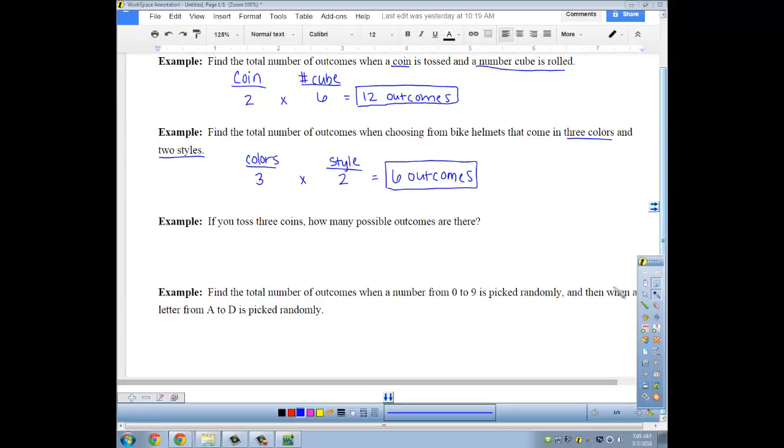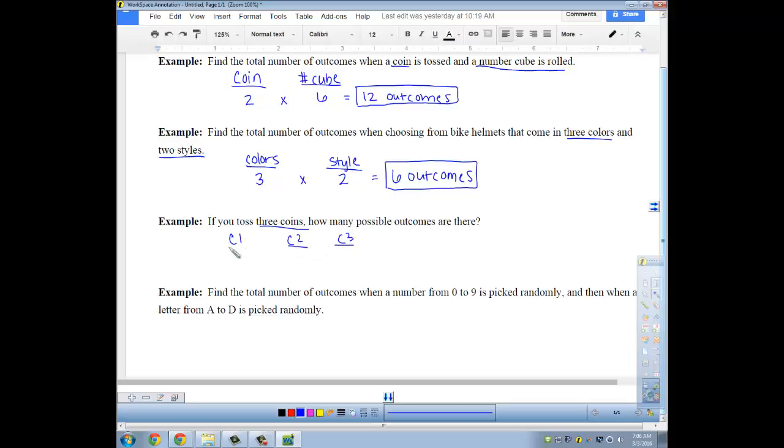Next, if you toss 3 coins, how many possible outcomes are there? Now, the tricky part here is a lot of people just want to do 3 times 2 because they're like, okay, I have 3 coins, that's 3. Each coin has 2 options, so 3 times 2 is 6. That is not true. That would be if we had 2 coins with maybe 3 options, which doesn't make sense. You can't have 3 options with a coin. So always think, what am I doing? I am flipping 3 coins. So I have coin 1, coin 2, coin 3.